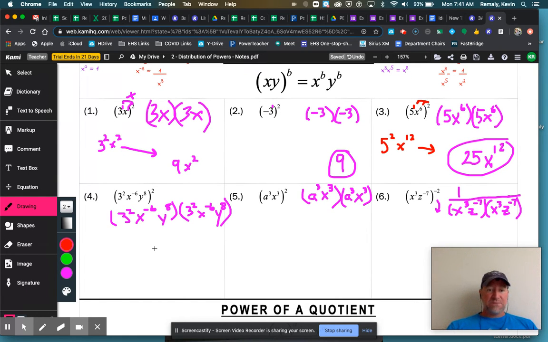Last couple problems here. You can see how this can kind of get a little kooky. We have 3 squared times 3 squared. That really gives us 3 to the 4th. Okay, again, I kept the base and I added those exponents.